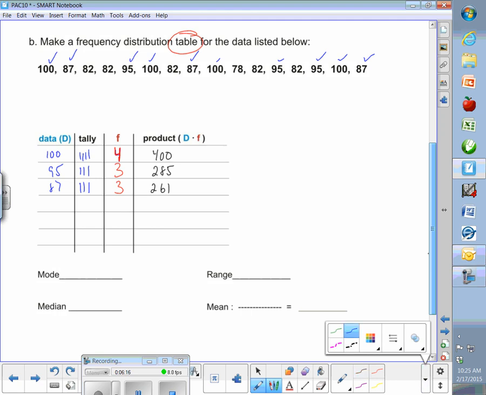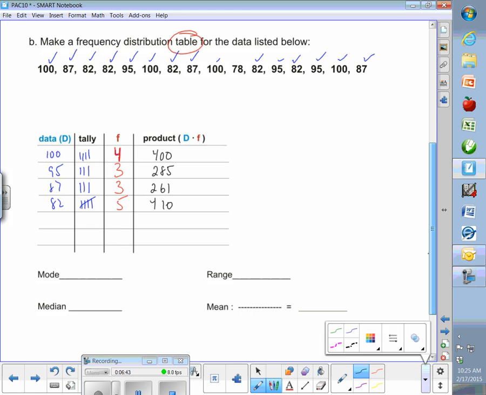All right, next piece of data. What have I got? There's some 82s, and 82 is next. All right, so there's one 82. There's a second 82. There's a third 82. There's a fourth 82. There's a fifth 82. So we've got 5 82s. Go ahead and multiply that out. For the product here, 5 times 82, and that's a 410.